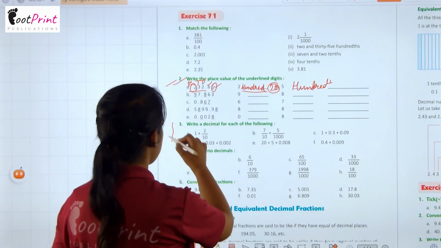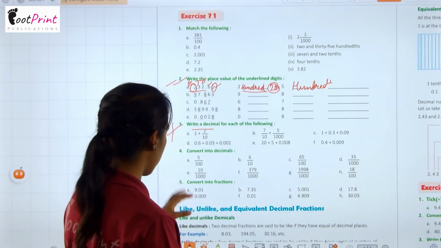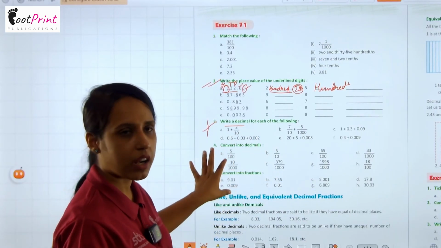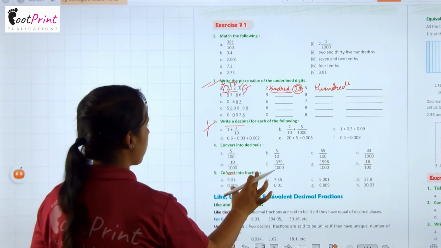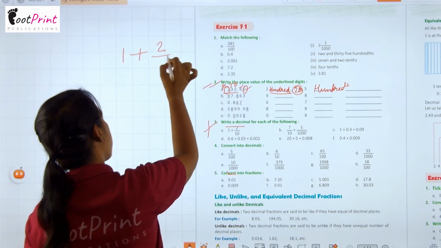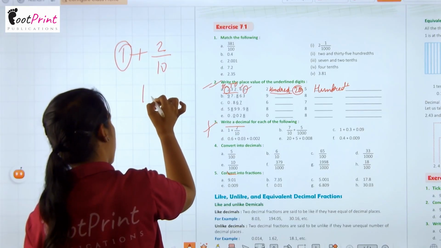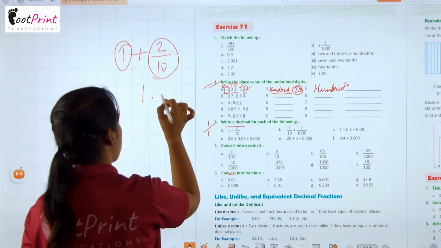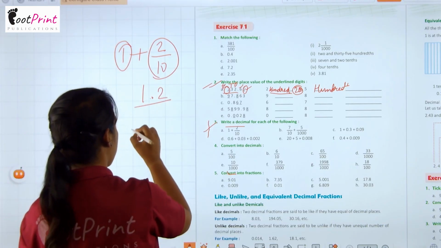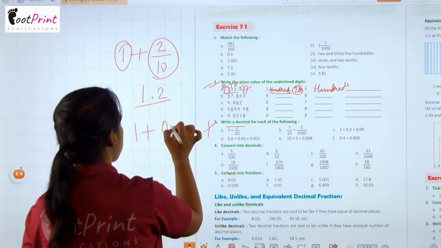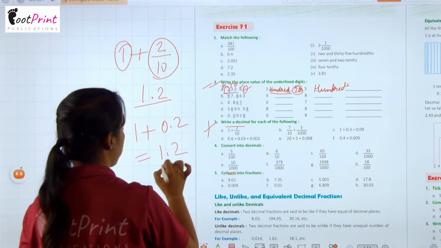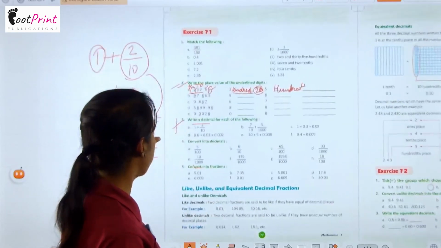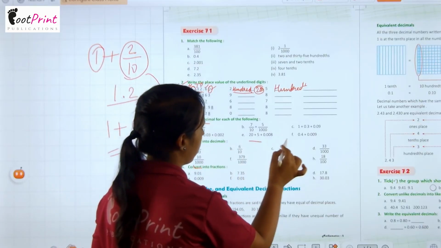Next one is question number 3. Write a decimal for each of the following. Some expanded forms are given here and we have to write the decimal form of the number. So here 1 plus 2 by 10. 1 is our whole number, then we have the decimal part. It is 2/10, which means we can write 0.2. So it will become 1.2. There are 2 ways to solve this, you can choose by yourself. Just like that you can solve the rest of the parts of this question.